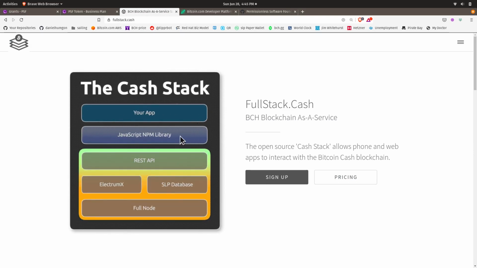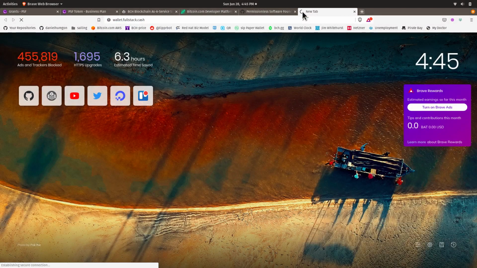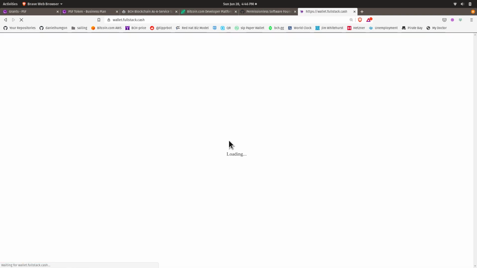It talks to the JavaScript library. And one instance of that app can be seen by going to wallet.fullstack.cash. This is also an open source web wallet that we are going to give away for free, and we are going to encourage businesses to white label. And it's the architecture of it.